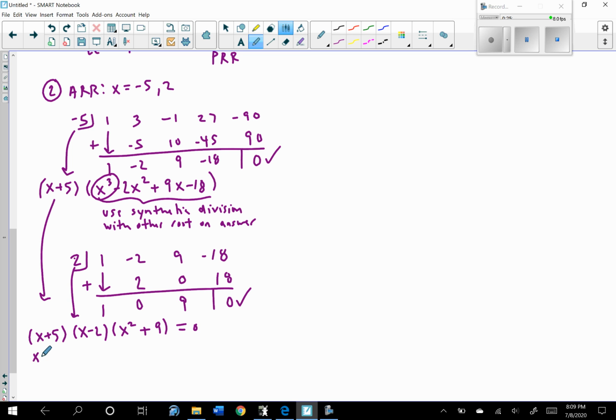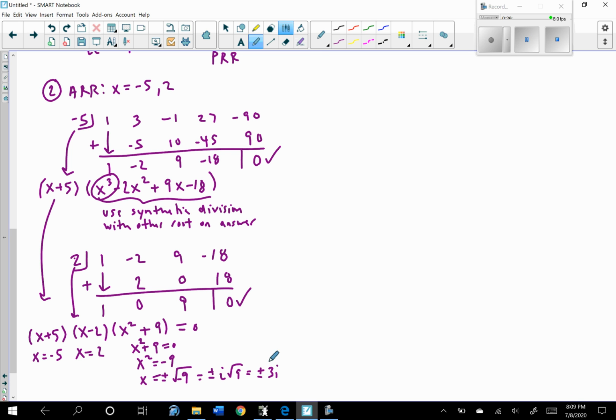So we get x equals -5 when we set that equal to 0 and solve, and x equals 2. And here we would get x squared plus 9 equals 0. So x squared equals -9. So x is equal to, don't forget to take plus or minus the square root of -9. That means this is imaginary. So plus or minus i root 9, which is equal to plus or minus 3i.